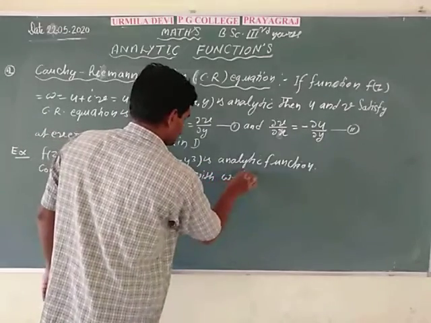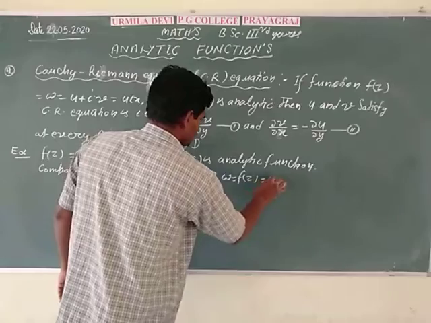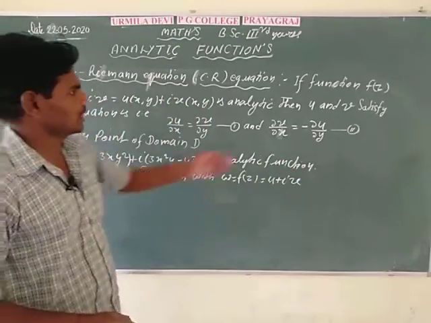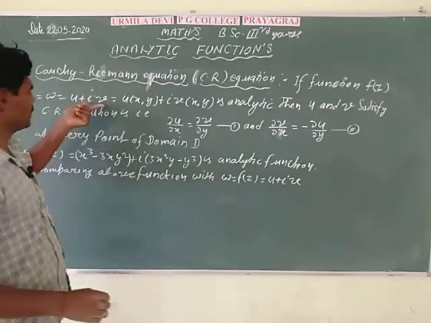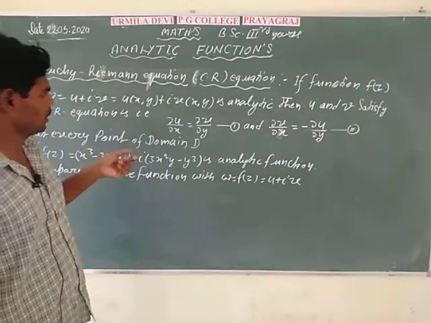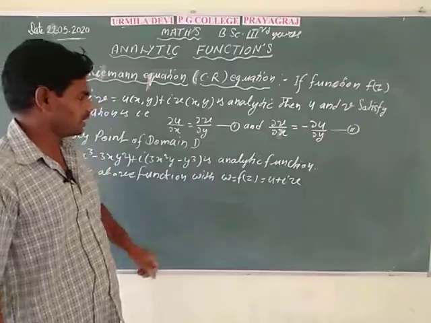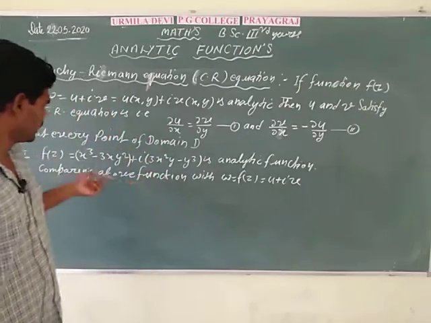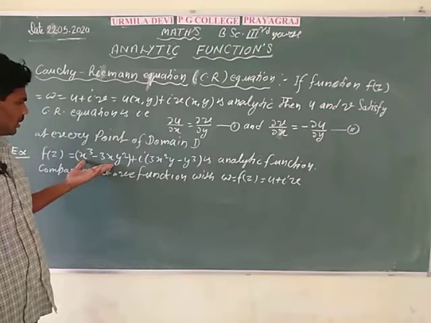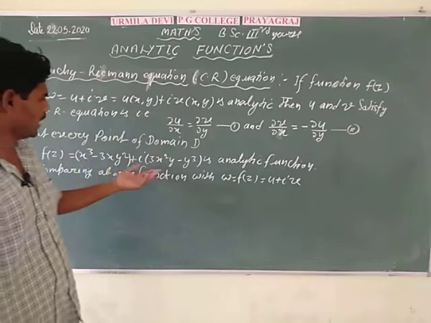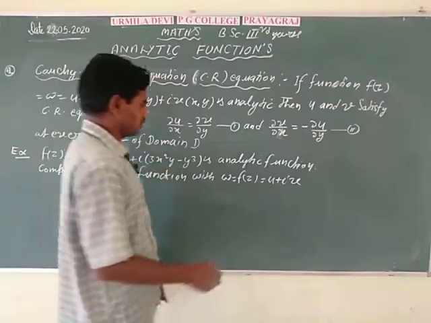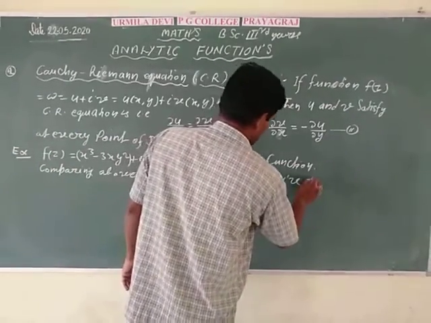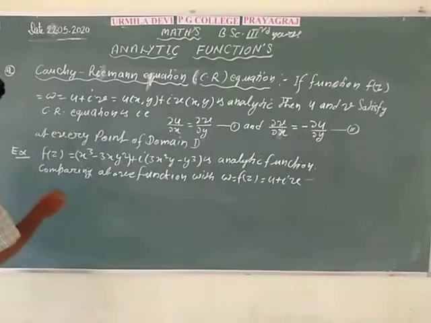w is equal to f(z) is equal to u plus iv. Here, in the standard form, the function f(z) is equal to u plus iv, where u is a function in variables x, y and v is also a function in variables x, y. So here it is clear, this is small u and this is small v.